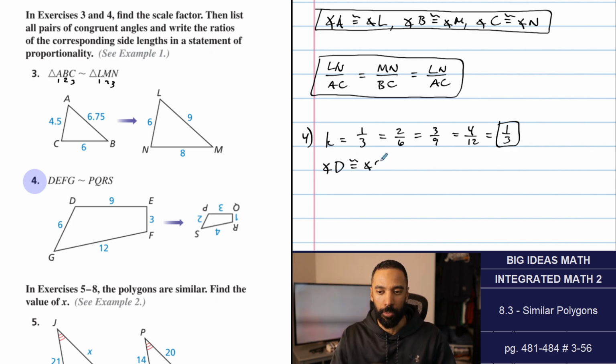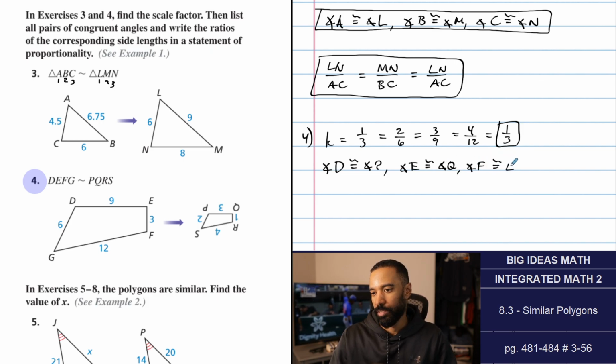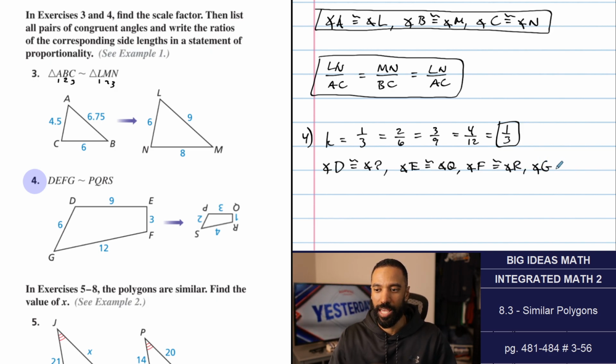Angle D is congruent to angle P. Angle E is congruent to angle Q. I'm actually looking at the diagram this time for it. Angle F is congruent to angle R. And angle G is congruent to angle S, which the S, upside down, is still an S. And mine looks like a 5.